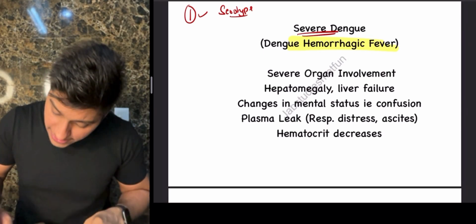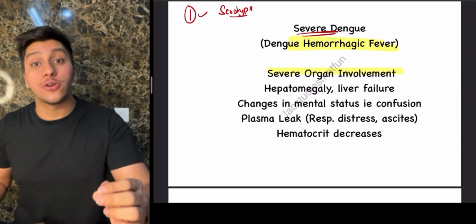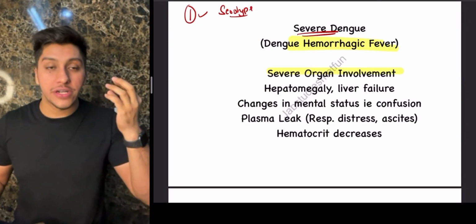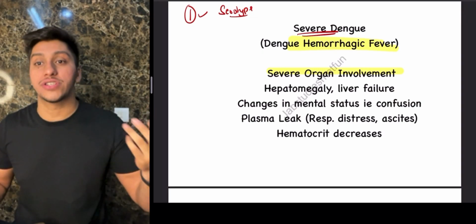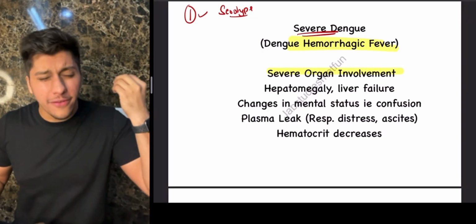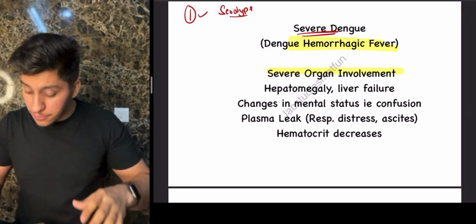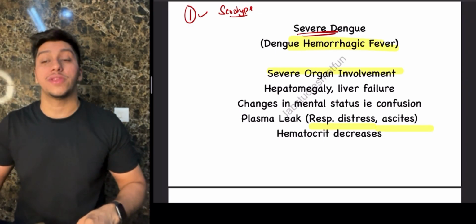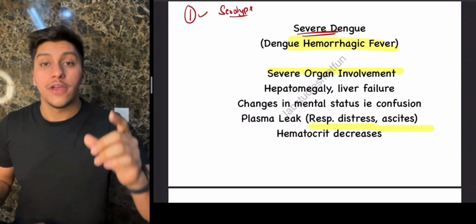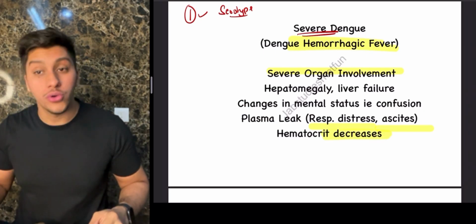You will have severe organ involvement, hepatomegaly, liver failure. The patient will go into confusion. The patient will not understand what is going on. Again, severe third space fluid loss, respiratory distress will be there, ascites will be there, and because of the severe bleeding, when you check, hematocrit is going to decrease.